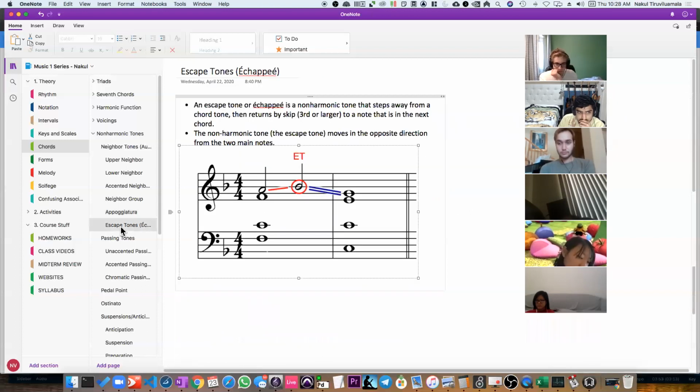Okay, escape tones. You basically have a chord. You're moving to a non-chord tone that moves above it most of the time. And then you're skipping back down to a chord, right? So you have this. Pretty straightforward, right? All right, great.